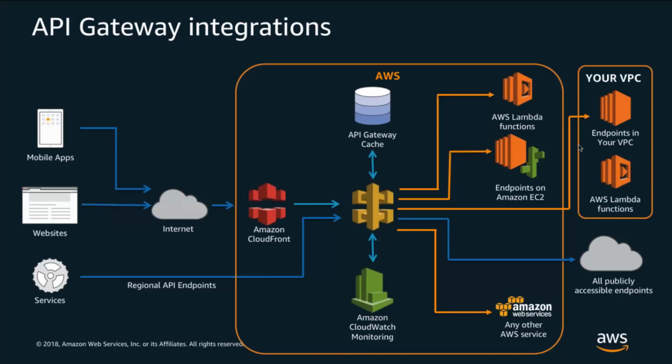You can also back API Gateway with endpoints on EC2. So whether they be running on EC2 or Elastic Beanstalk or ECS, Elastic Container Service, or AWS Fargate, anything that's running on EC2 that has an HTTP or HTTPS endpoint exposed can be made a backend for API Gateway.